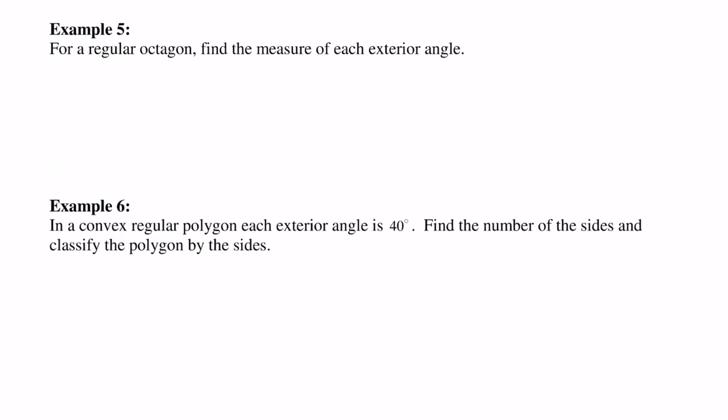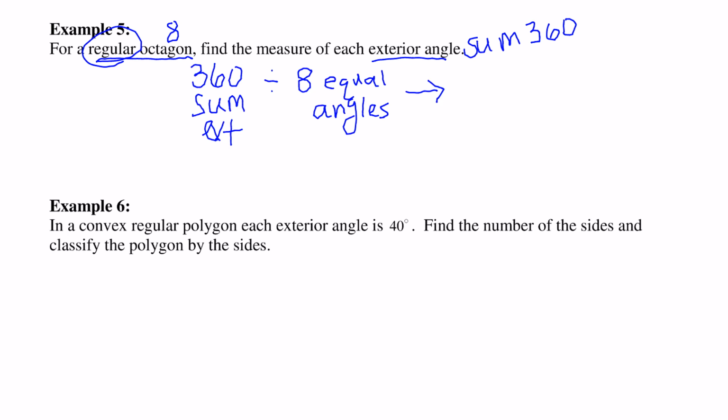So for example 5, this is a regular octagon, so remember it has 8 sides. Because it is regular, we know that all sides are the same and all angles are the same. And if we are looking for the exterior angles, we know that the sum of all of our exterior angles adds up to be 360 degrees. So all we have to do is take our 360 and divide it by 8. And we get 45 degrees each.